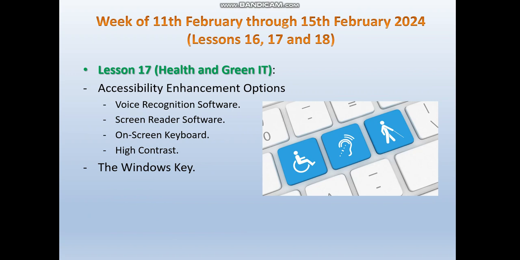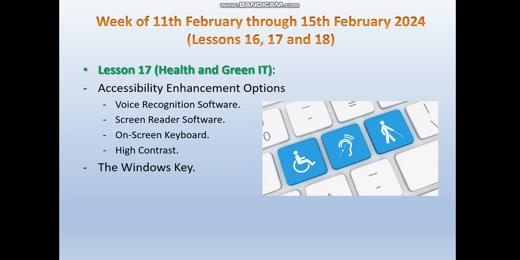Then we will move to lesson 17, where we will discuss in detail the accessibility enhancement options, which are mainly tailored to people with disabilities or impairments, like difficulty in vision or impairment in hearing. So we are going to talk about the facilities and features provided by Windows 10 for those people. For example, we will go through voice recognition software, screen reader software, on-screen keyboard, and high contrast and color filters.